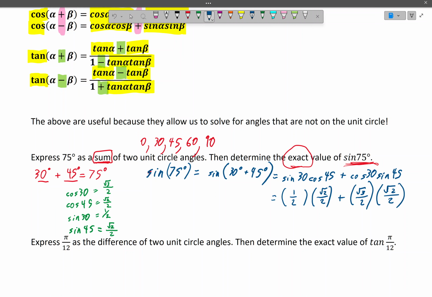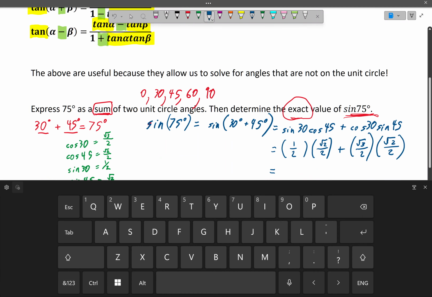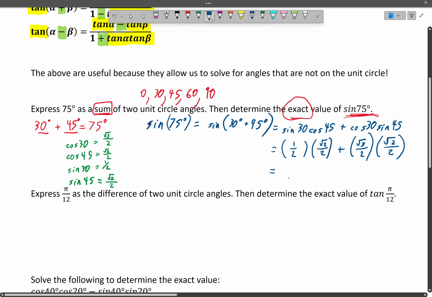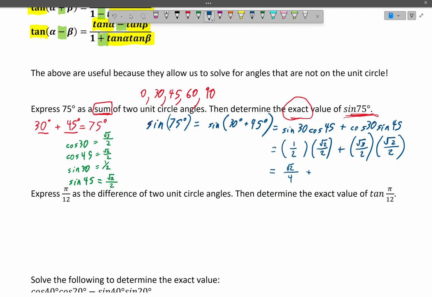So now we have each of those answers, and we can just simply solve the fractions at this point. So this is going to be root 2 over 4. The other one is also over 4, but it's going to be root 6 over 4. Simplifying this into one fraction, there's really not much else to do. We can't put those together, so it's going to be root 2 plus root 6 over 4. So this is our final answer.